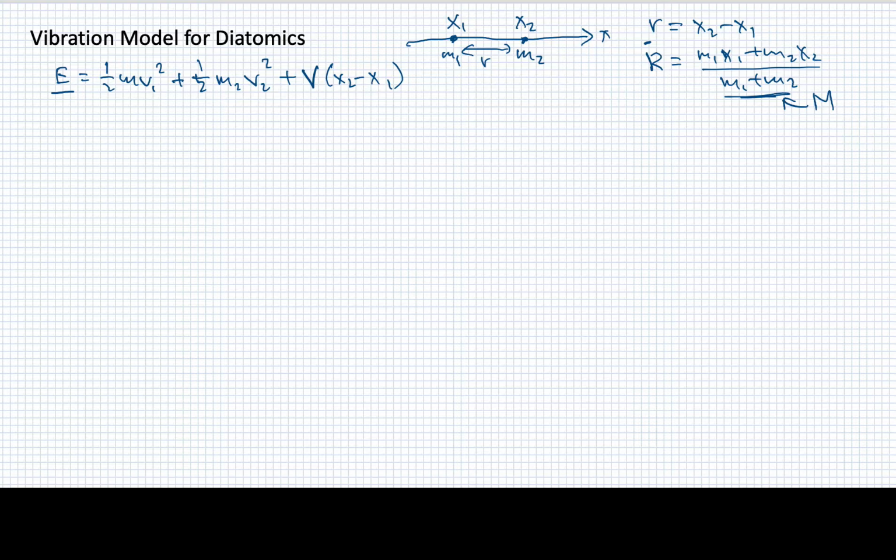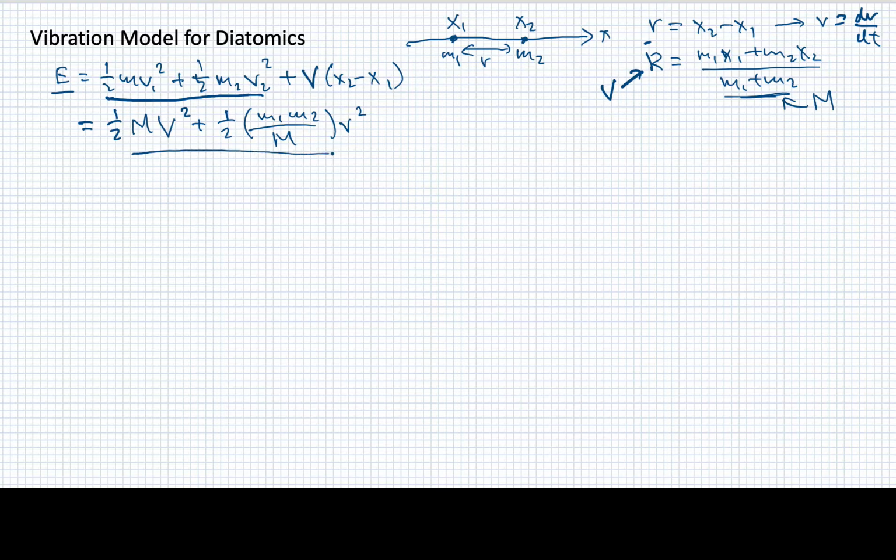Now it turns out that I can show very simply algebraically, but I won't do it here, that I could rewrite this energy in terms of a motion, and I'm going to use capital V to represent the velocity of the center of mass, and little v to represent the velocity of the displacement between the two masses. So I could basically write this like this. All right, so I've basically converted these two terms into these two terms, where this is the motion of the center of mass, and this is the motion of the two masses relative to one another.